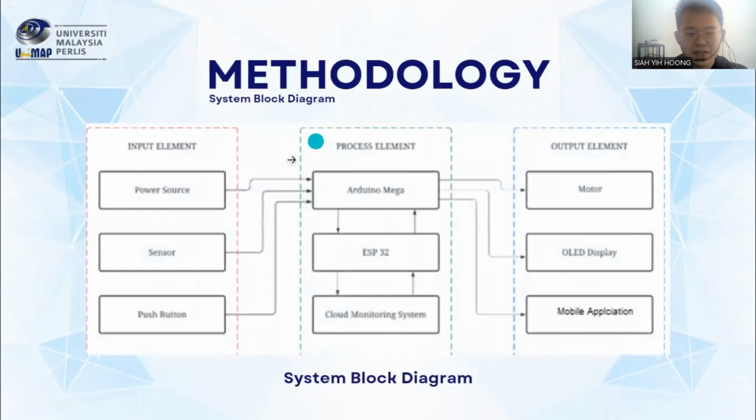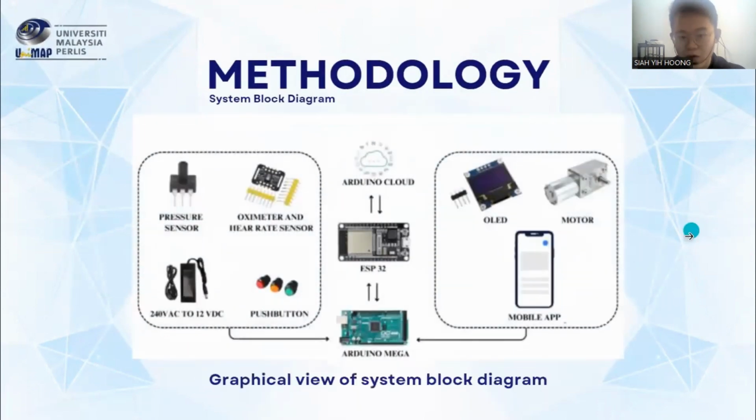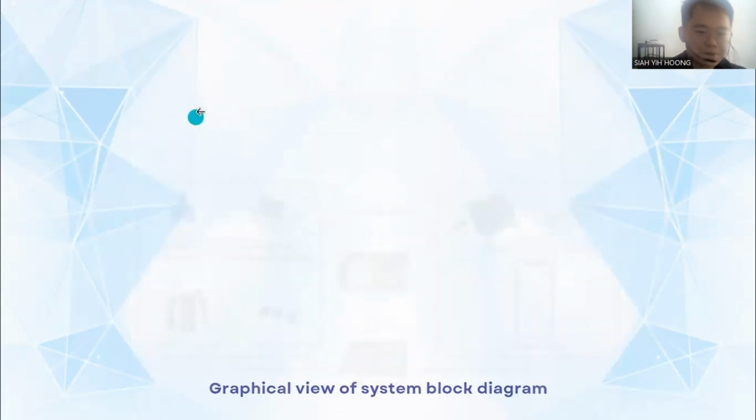So this is the system block diagram. We have input, process, and output elements. For the input elements, we have the power source, sensors, and push buttons. For the output elements, we have the motor, OLED display, and mobile application. For the process elements, we have the Arduino Mega, ESP32, and cloud monitoring system. Firebase will be used for cloud monitoring. This is a graphical view, so it's more beautiful.